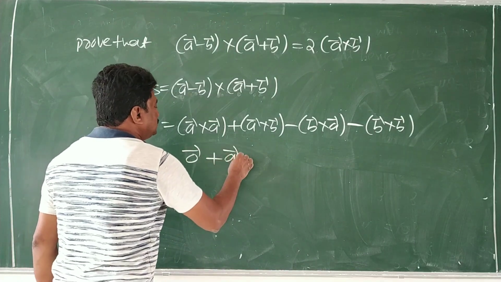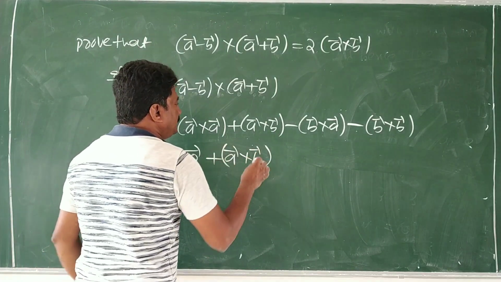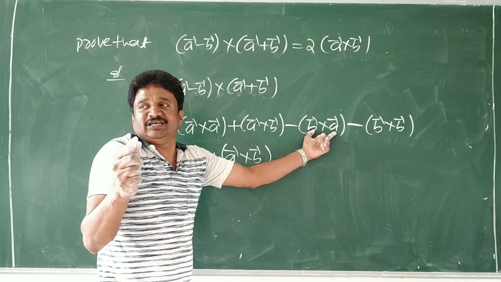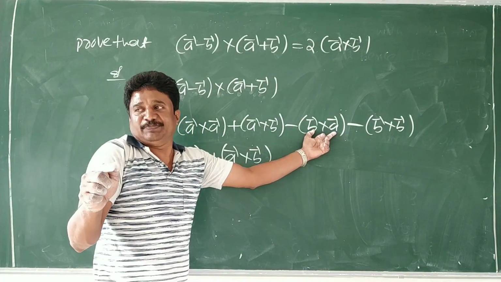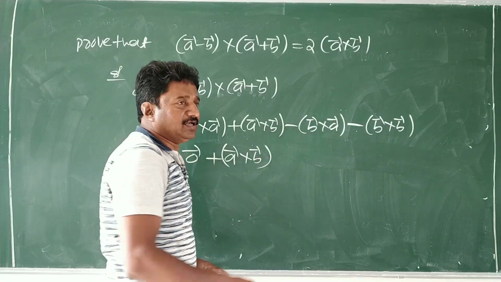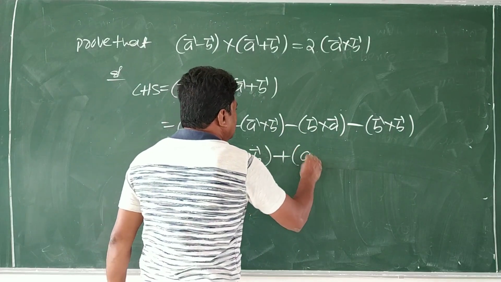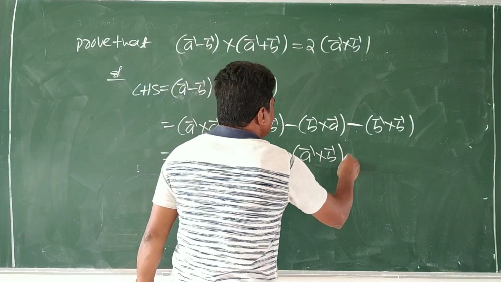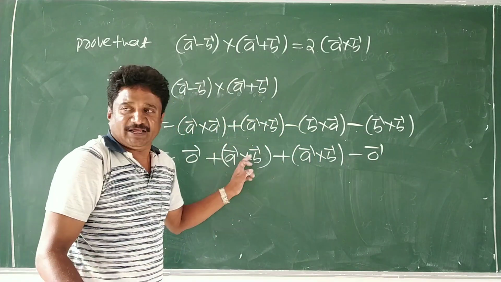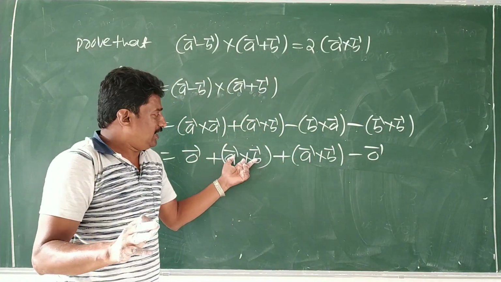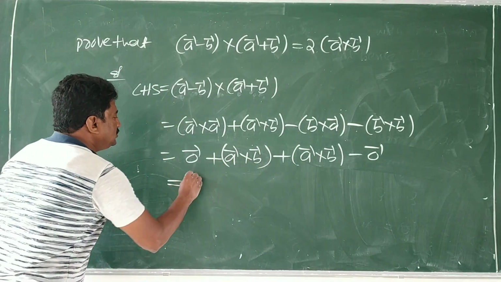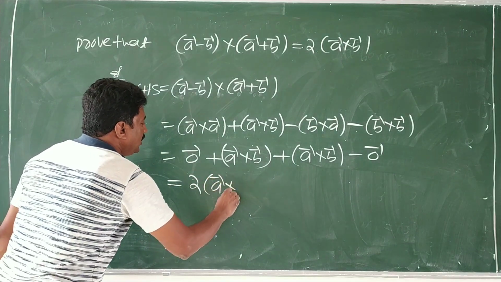Plus A cross B. Now B cross A, if I wish to reverse this, is equal to minus of A cross B. Minus into minus gives plus A cross B. B cross B is the zero vector, leave that. 1 plus 1 is 2, like x plus x is 2x. It is nothing but 2 times A cross B.